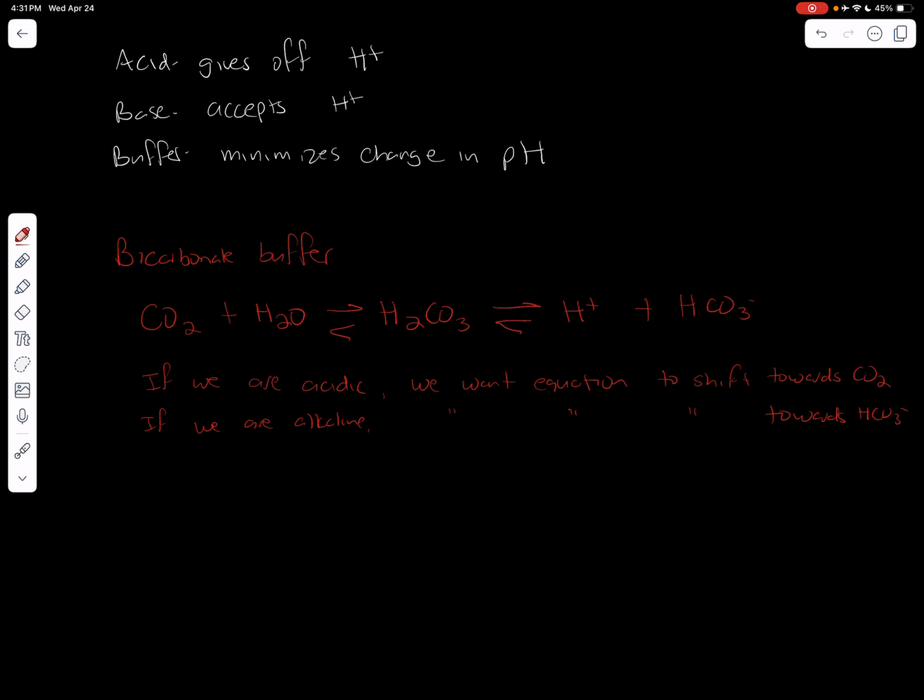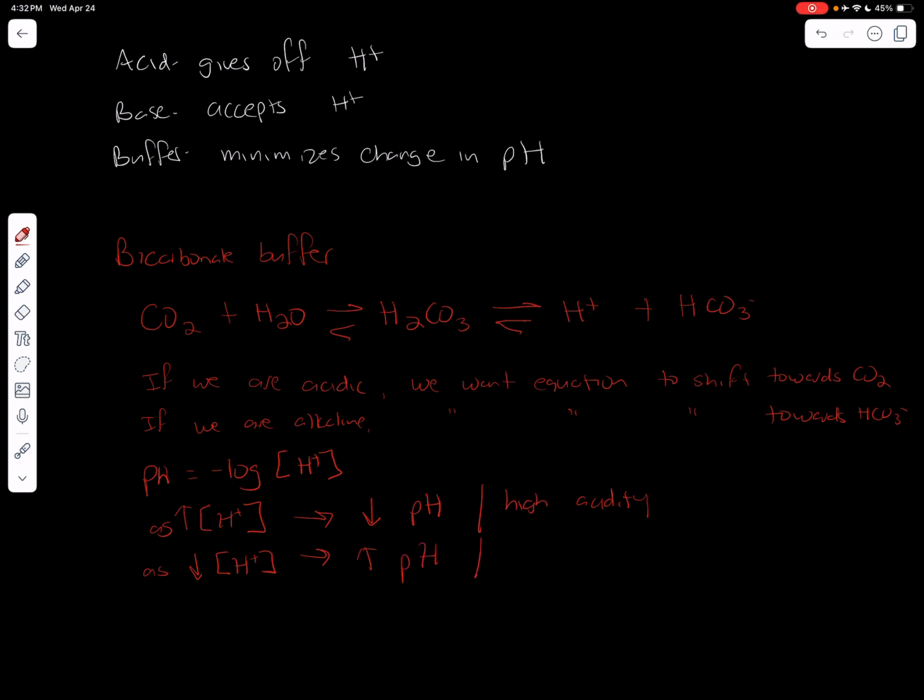and hydrogen ion is what determines acidity. Okay, so the formula, you won't need to use this, but just a reminder, pH equals the negative log of hydrogen ion concentration. So as we increase hydrogen ion concentration, that leads to a lower pH and high acidity. As we decrease hydrogen ion concentration, it's reversed. So we have a higher pH, but we have low acidity.